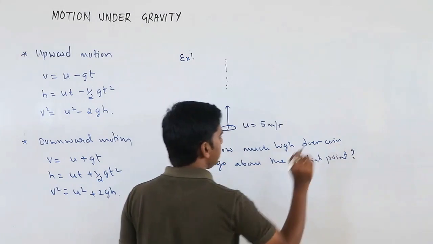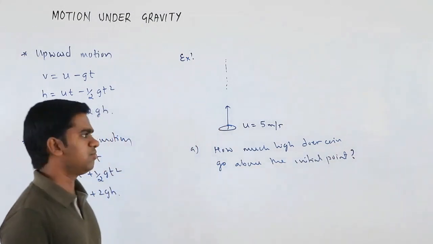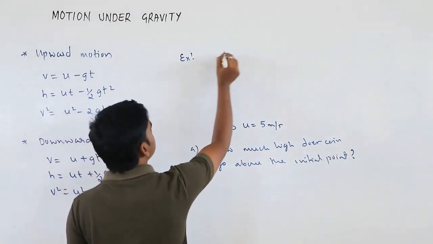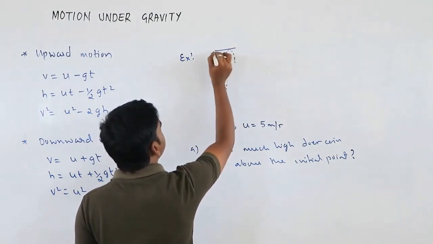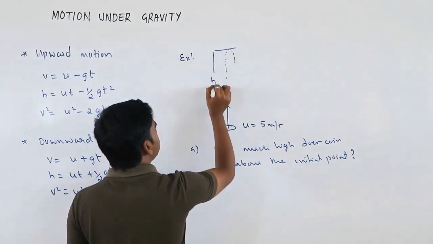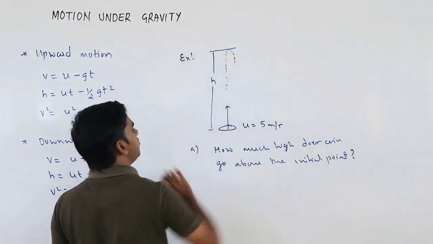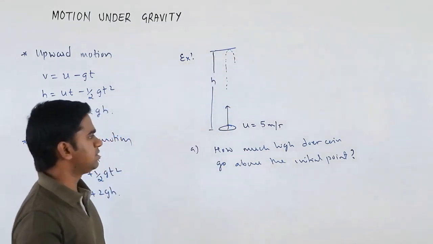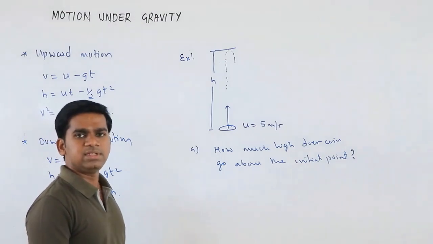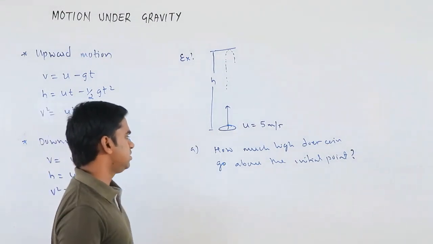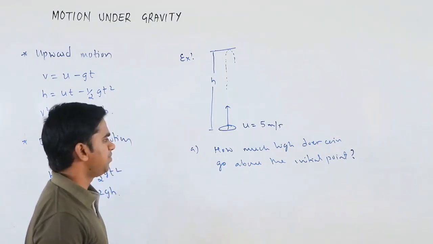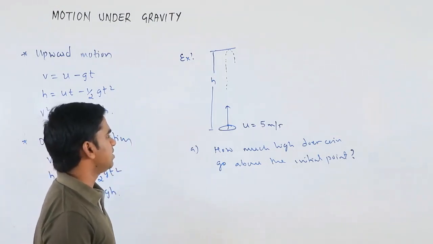So if this is the case, what you have to find? You have to find this height. Means it will go and return. So this height you have to find. To find this height, we have 3 equations: V equals U plus at, S equals ut plus half at square, and the third equation is V square equals U square plus 2as, or 2gs, whatever.